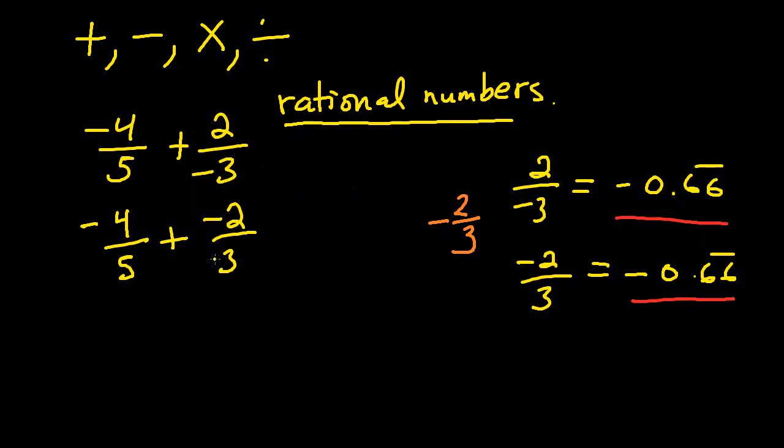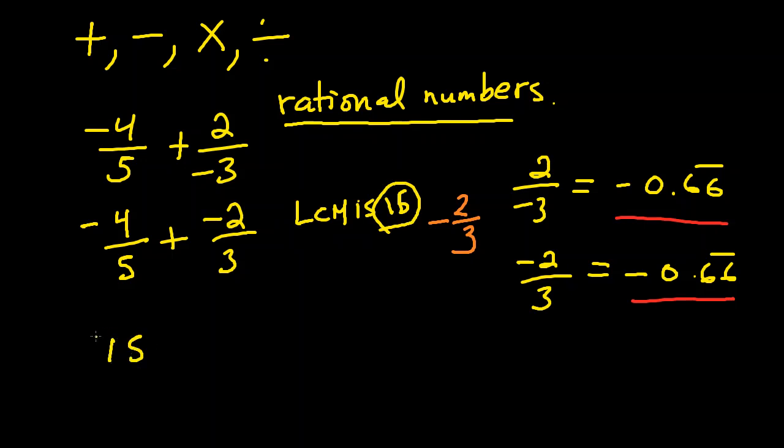Going back to our problem, since we know that 2 over negative 3 is the same thing as negative 2 over 3, we can move the negative on the top. Now this allows us to have both denominators as positive, so now we can easily find the common denominator. What's the common denominator between 5 and 3? Well, the lowest common multiple is 15. So our lowest common denominator is 15.